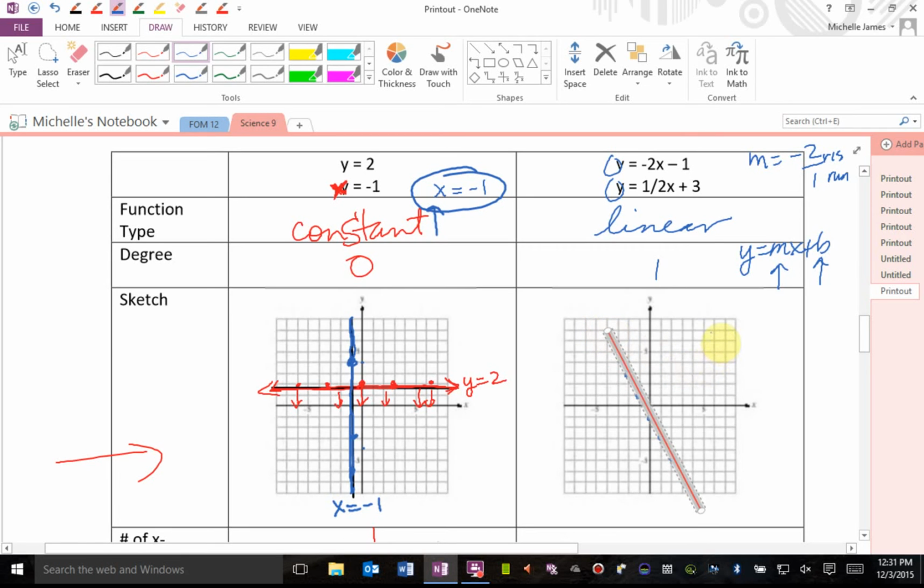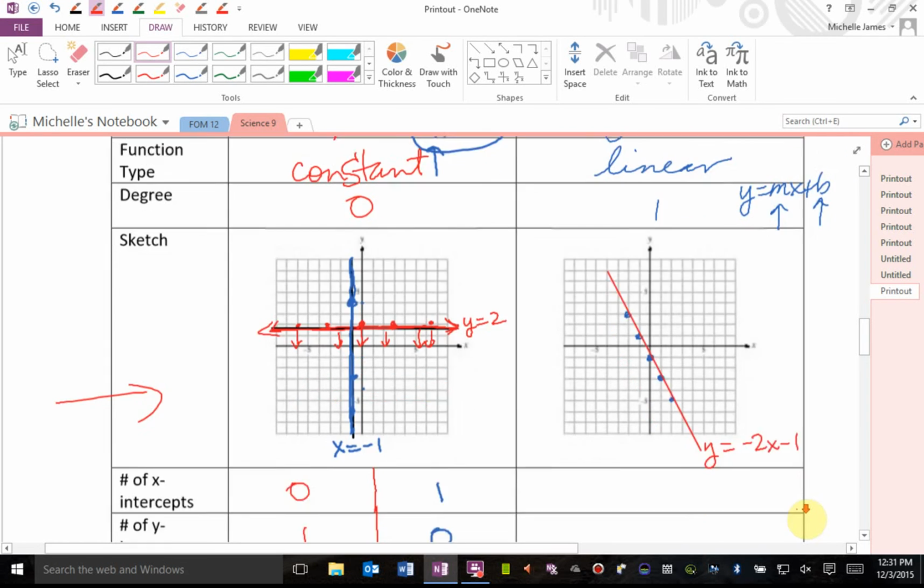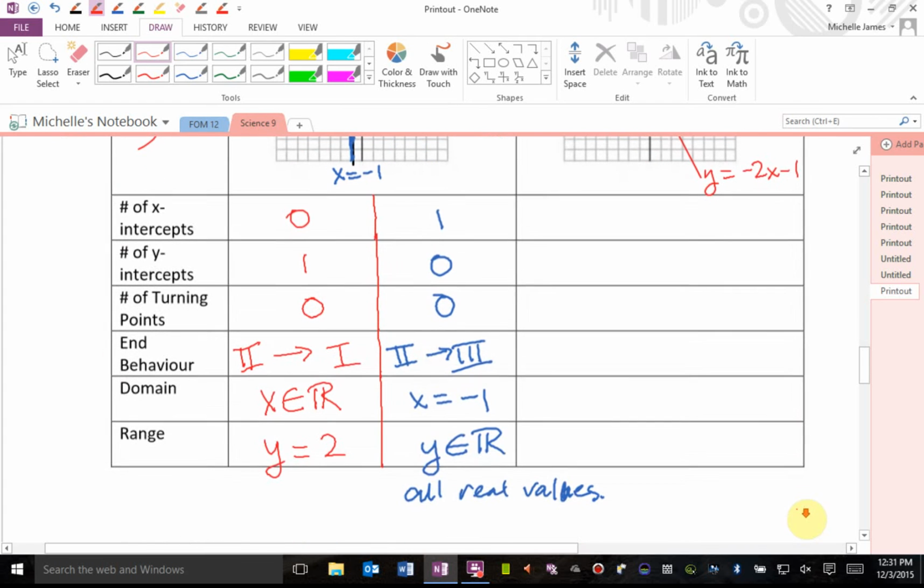It's not bad. Label your line with its equation: y equals -2x minus 1. And go ahead and answer those questions.